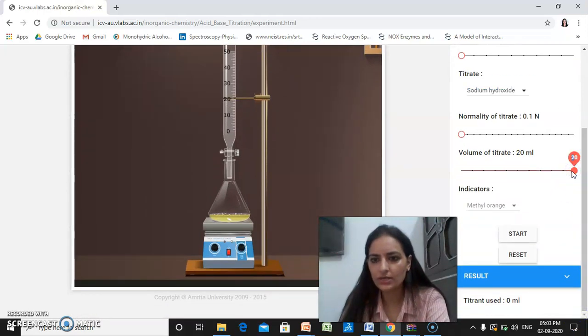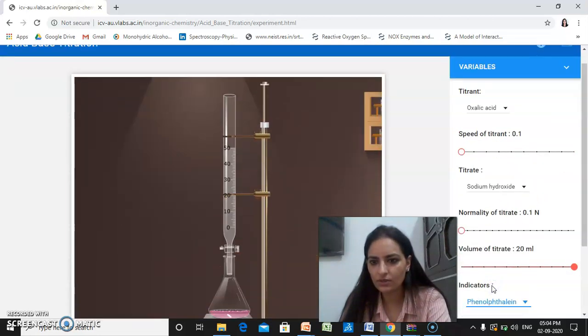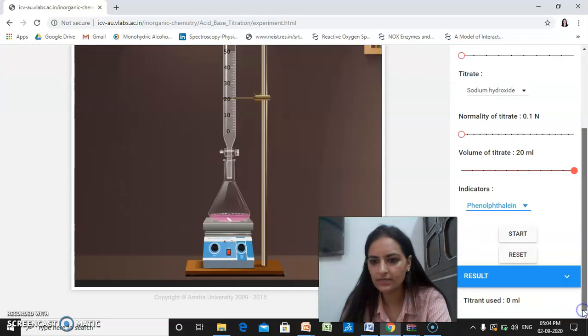Let me set its volume which I need to pipette out, that is 20 ml. Okay, I'm changing it to 20 ml. The indicator which I'm using here is phenolphthalein. So once you set all the variables, you need to start the titration.